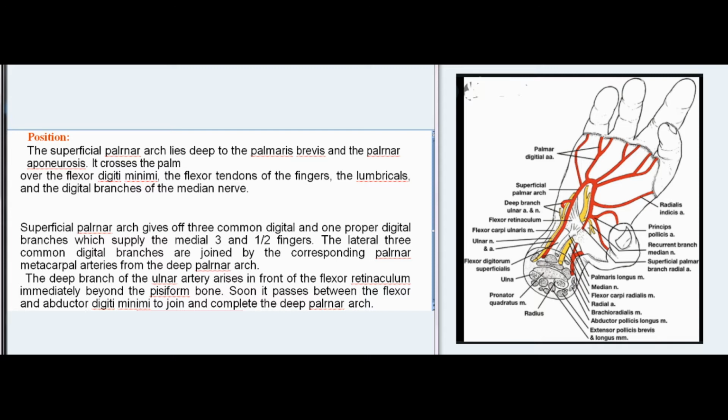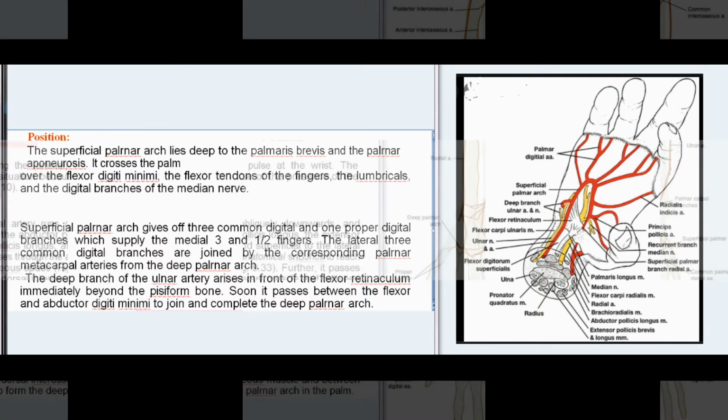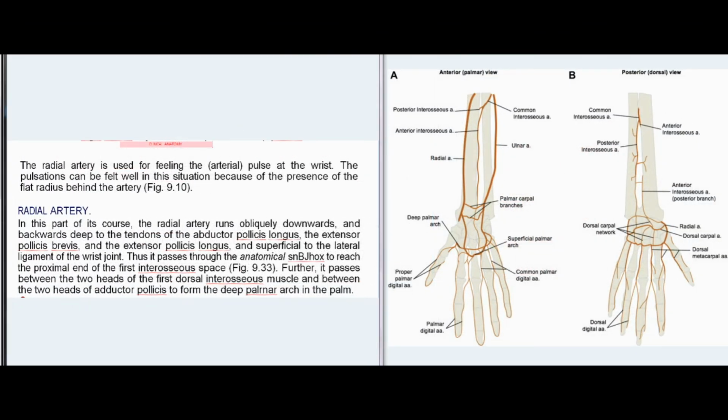The deep branch of the ulnar artery arises in front of the flexor retinaculum immediately beyond the pisiform bone. Soon it passes between the flexor and abductor digiti minimi to join and complete the deep palmar arch. Clinical anatomy. The radial artery is used for feeling the arterial pulse at the wrist. The pulsations can be felt well in this situation because of the presence of the flat radius behind the artery, Fig 9.10.